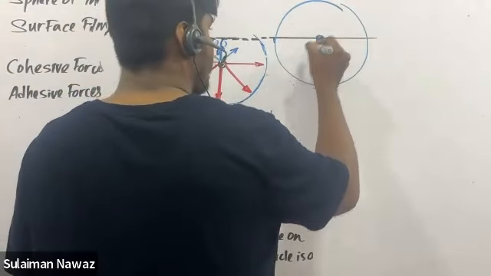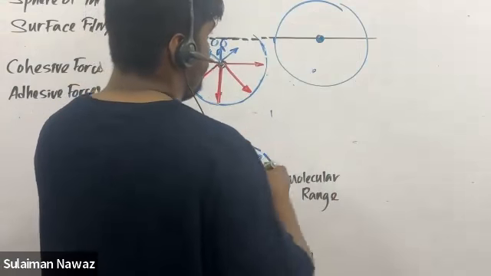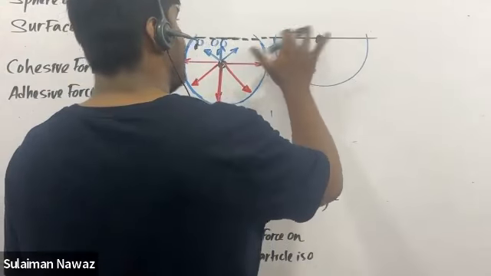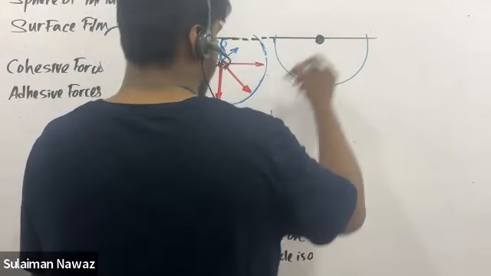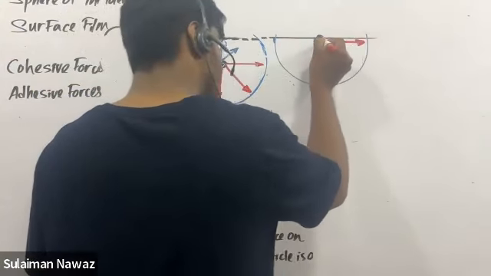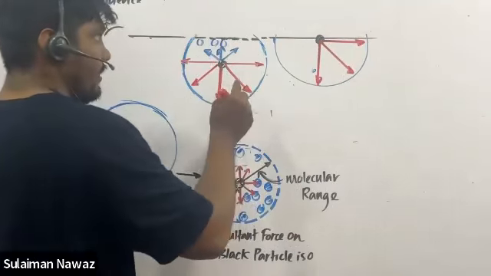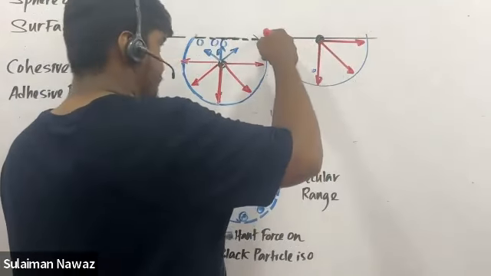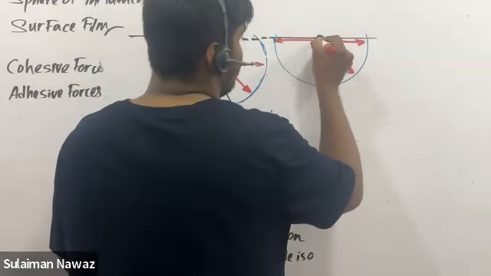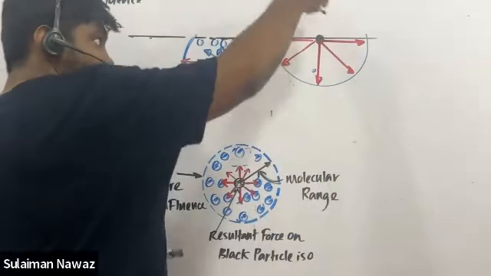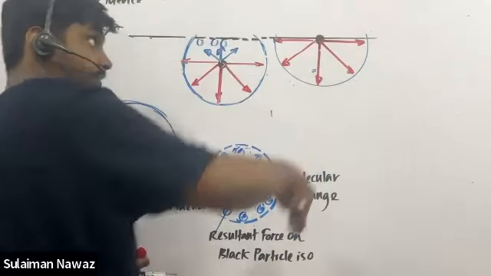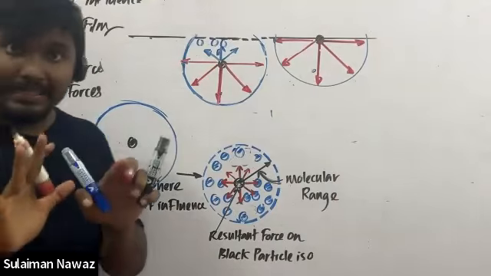The particle here, this particle, has only half of the sphere of influence. In that case, there is always some kind of resultant force in the downward direction. So this particle has a half sphere of influence. Then the particles on the surface of the liquid also have some kind of resultant force in the downward direction. So therefore, we can say the conclusion.